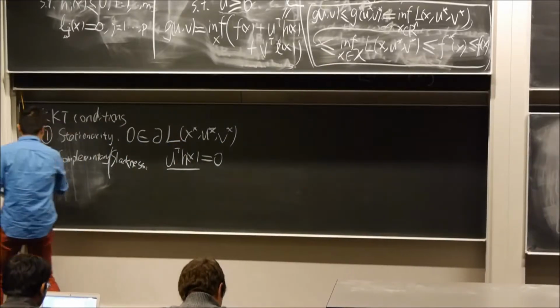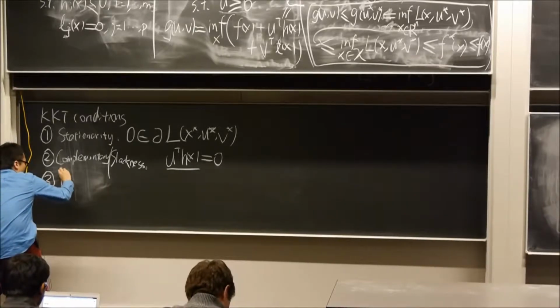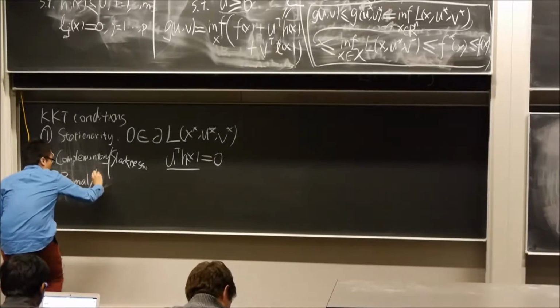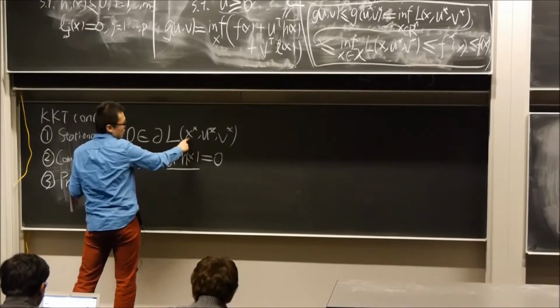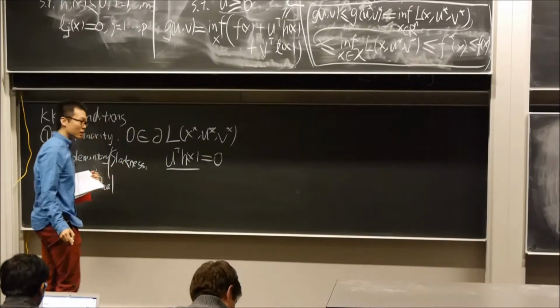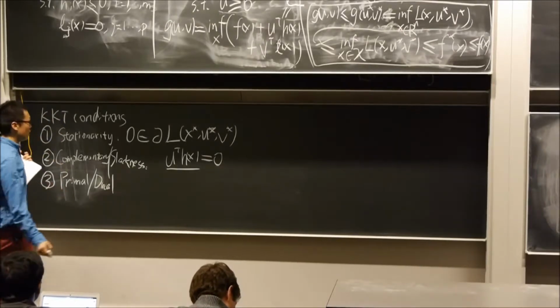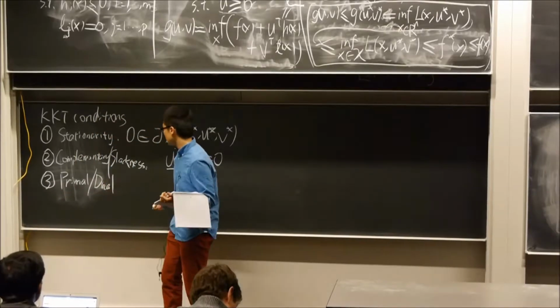And the third condition of the KKT conditions is trivial. It simply says primal and dual feasibility. So we need to double check that the candidate solutions x star, u star, and v star are essentially feasible solutions of both the primal and dual optimization.